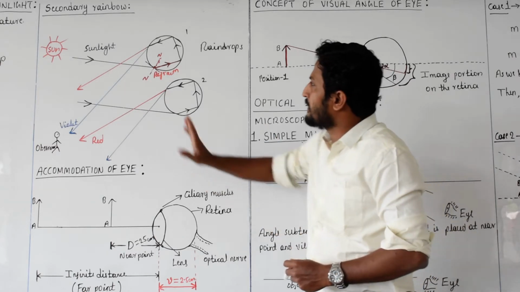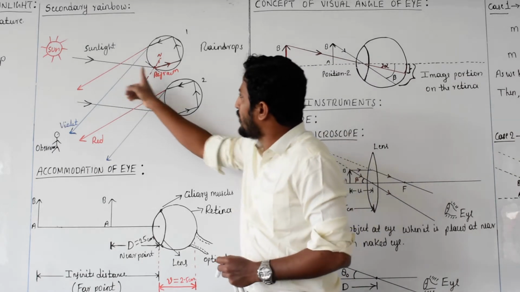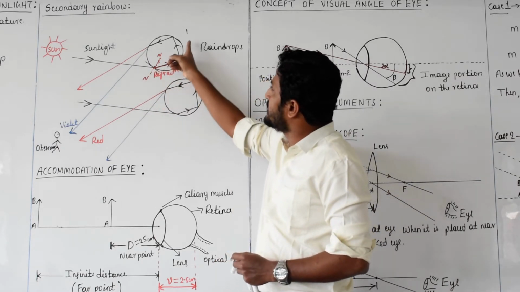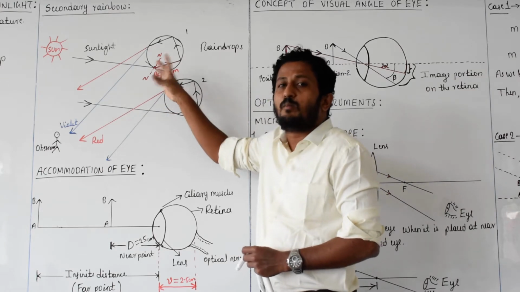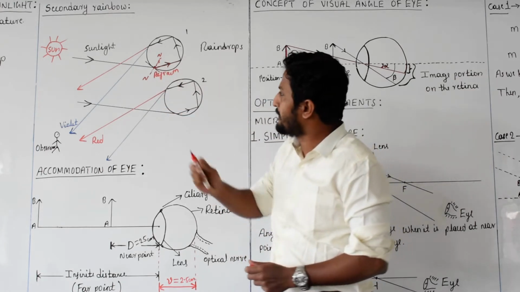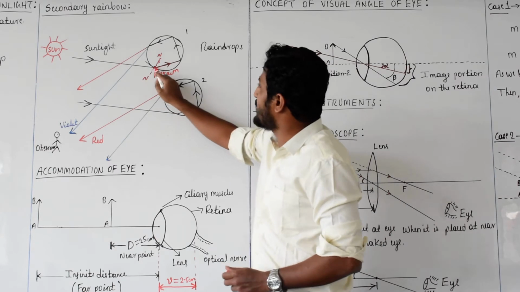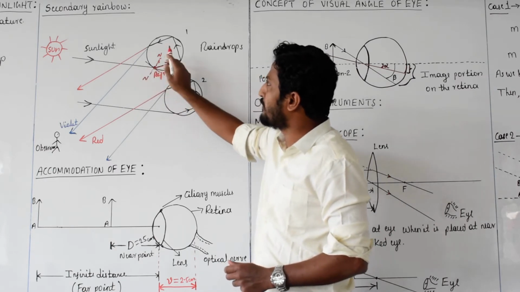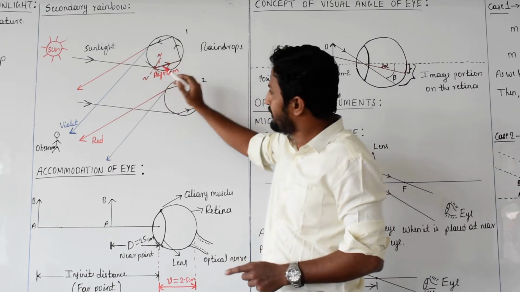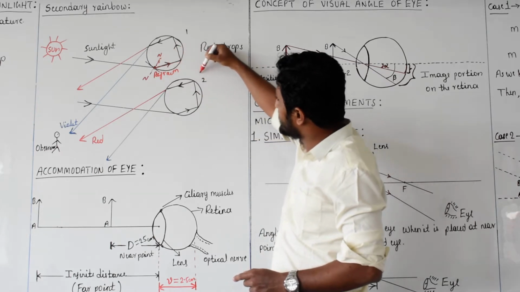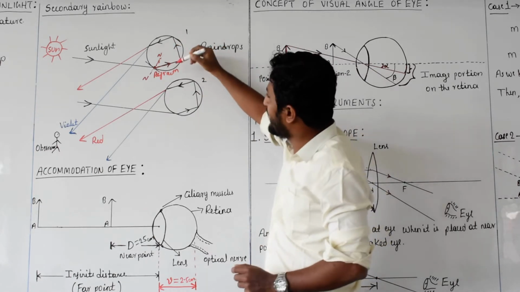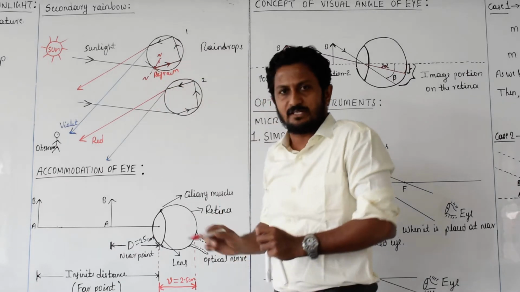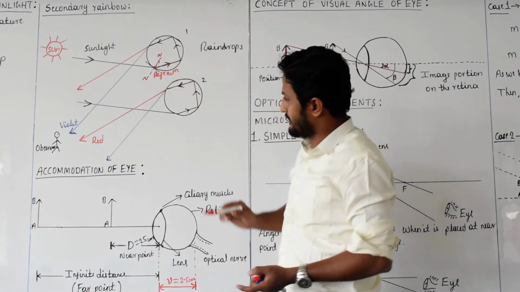Look here. This light entered through this first raindrop from its bottom portion. See here, this light ray entered, moving from rarer medium to denser medium. Instead of moving straight, it bent towards the normal. Okay, fine, here a refraction phenomenon takes place.